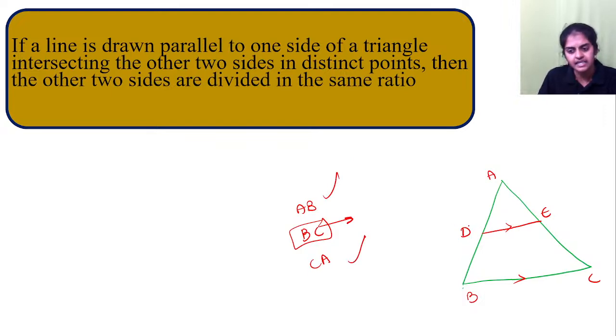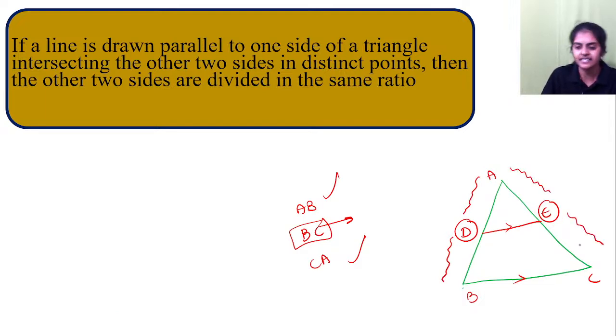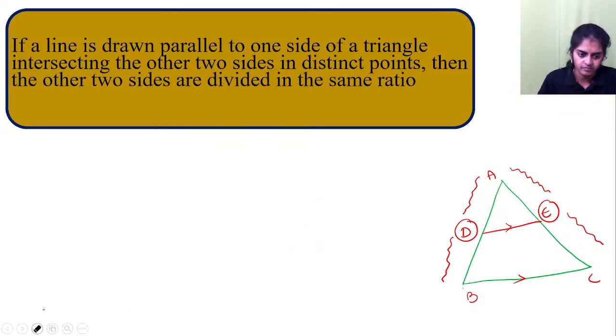So this line DE is intersecting the other two sides at two different points, D and E. Then the other two sides are divided in the same ratio. So how are the other two sides divided? See, AB is divided into two parts, AD and DB, and AC is divided into two parts, AE and EC. So the other two sides are divided in equal ratio. Okay, so let's understand what is the meaning of this equal ratio. So just have a look here now.